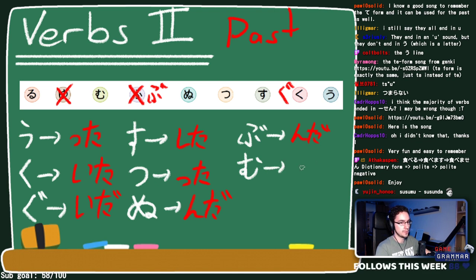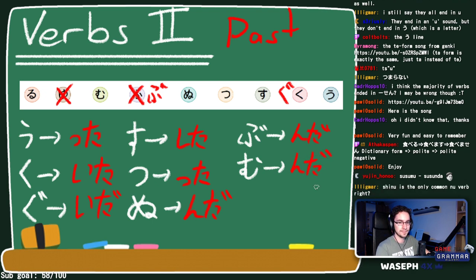Nda, sorry, red. Nda. Hey, Yujin. Susumu, susunda. So, ne? Shinu is the only common nu verb, right? Yes, exactly. It's basically the only verb in modern Japanese that ends in nu.